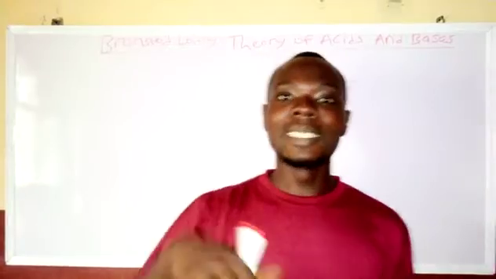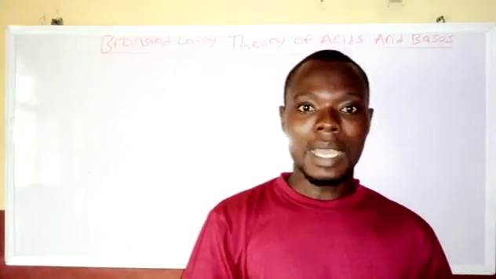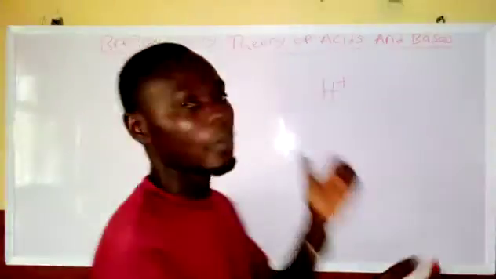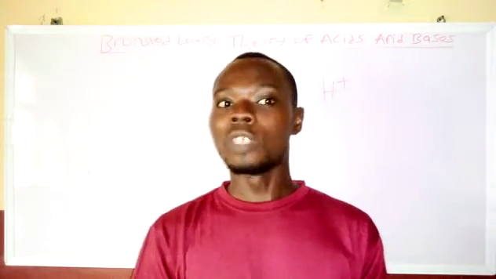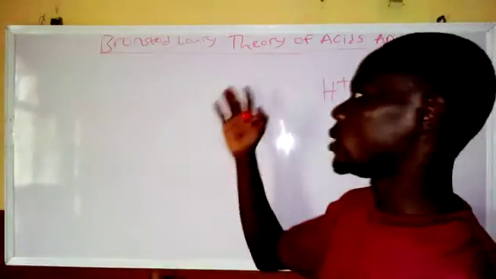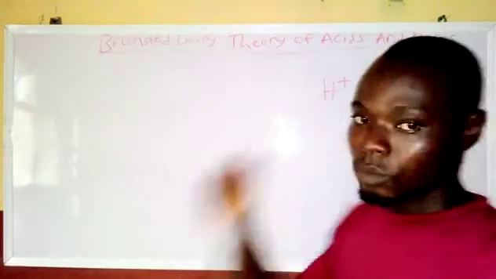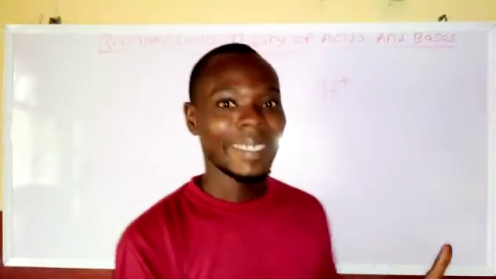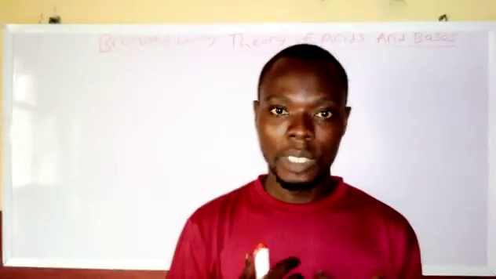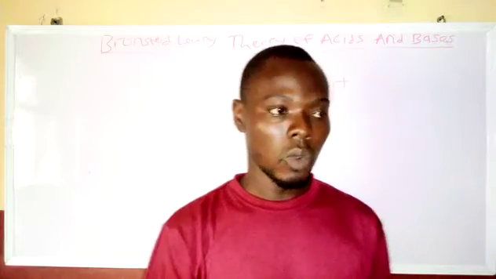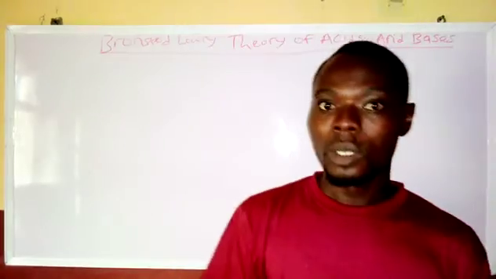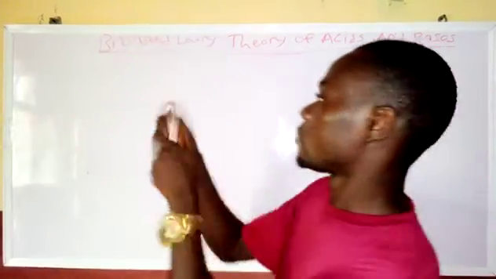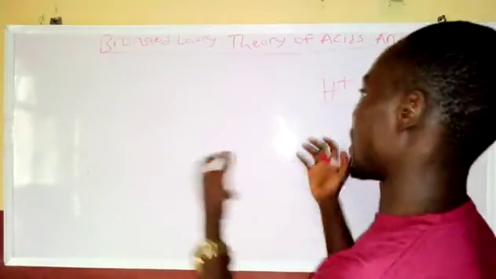Now they describe a base as a substance that accepts a proton in a proton transfer reaction. Note the difference. According to them, an acid is a substance that donates a proton, while a base is a substance that accepts a proton in a proton transfer reaction. This description is what we refer to as the Bronsted-Lowry theory of acids and bases.